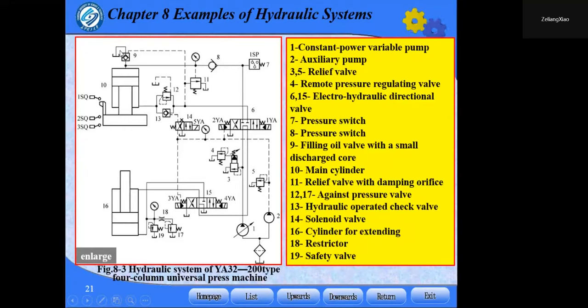9 is the cleaning oil valve with a small discharge. 10 is the cylinder. And 11 is a relief valve with a damping orifice. 12 and 17 are the back pressure valves. 13 is the hydraulic operated check valve. 14 is the solenoid valve, and 16 is the cylinder for extending. 18 is the extractor, and 19 is the safety valve.